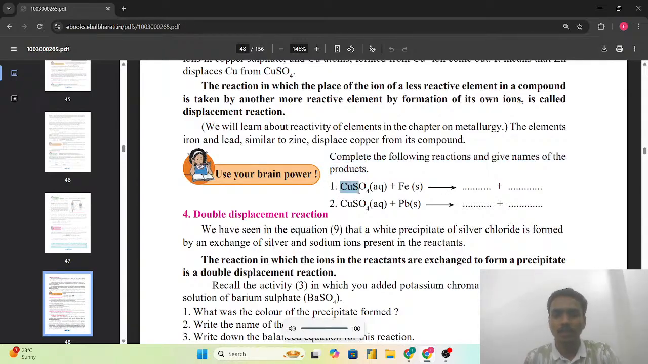So on the reactant side, we have copper sulfate in the aqueous form, which when reacted with iron in the solid state leads to the formation of products. There will be a displacement reaction here, because iron has more reactivity as compared with copper. So the ions of iron will form, and iron will form a compound with the sulfate that will be FeSO4.